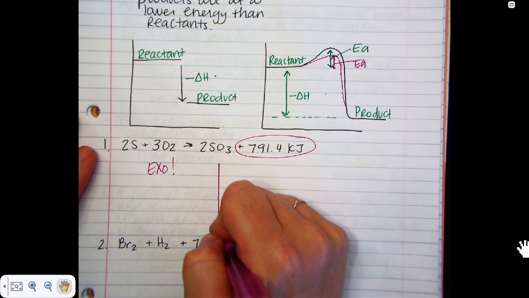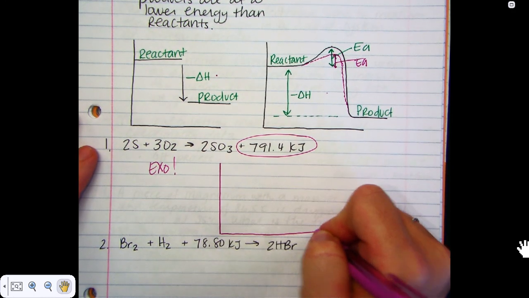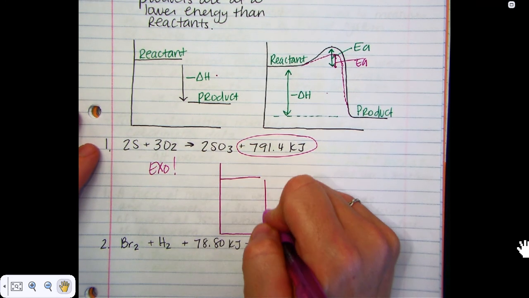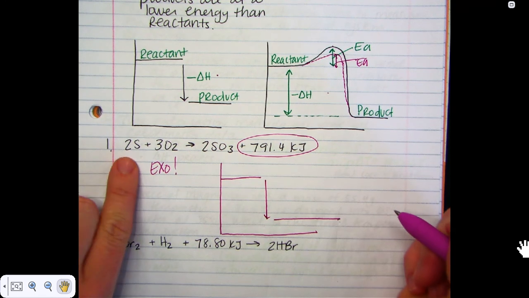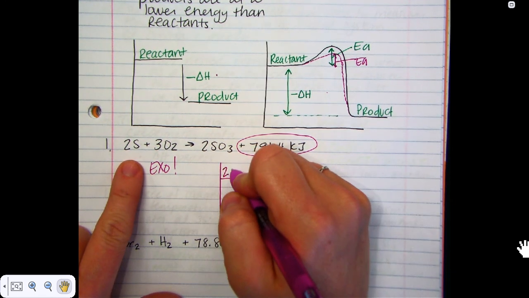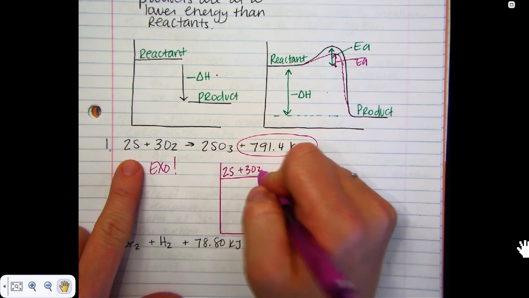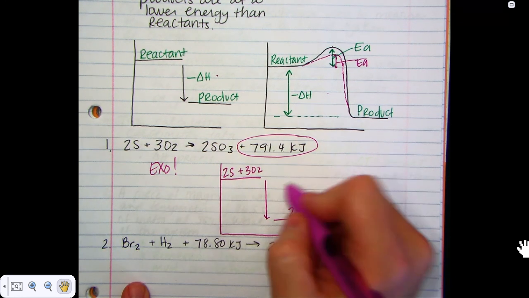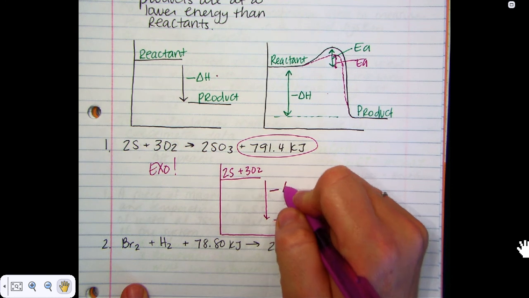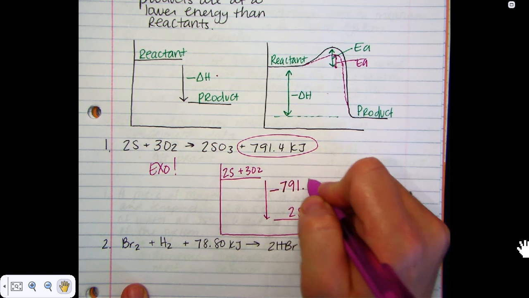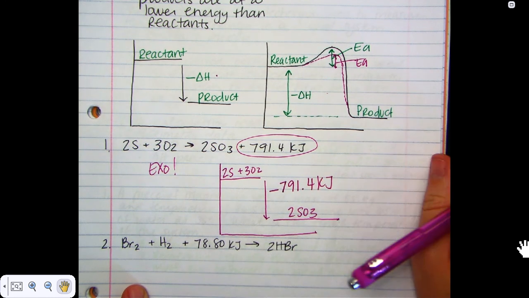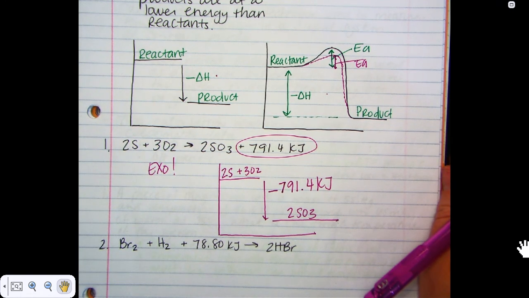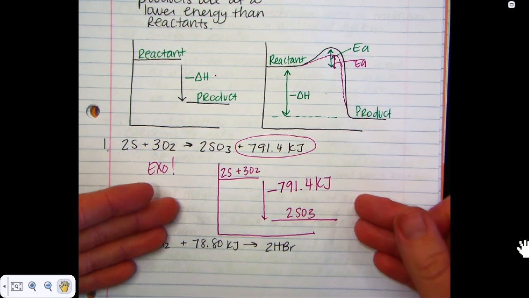So I'm going to draw just an axis. I'm going to have my reactants high, arrow down, my products low, and then I'm going to write in what my reactants are. 2S plus 3O2. Here's my products, 2SO3. And then I need to label my delta H, negative 791.4 kilojoules. And that is an enthalpy diagram. This particular one didn't ask me anything about activation energy or catalyst, so this is perfectly fine.